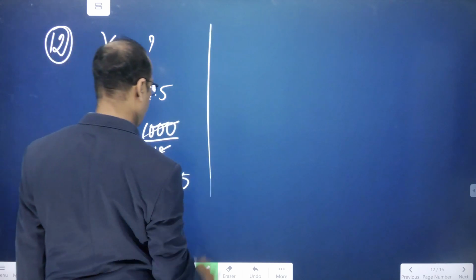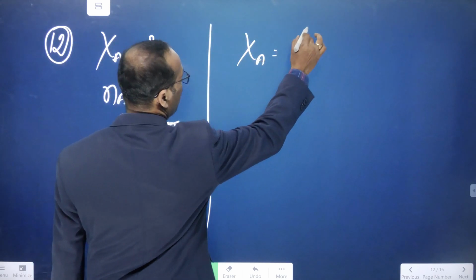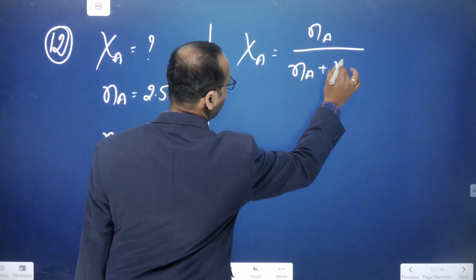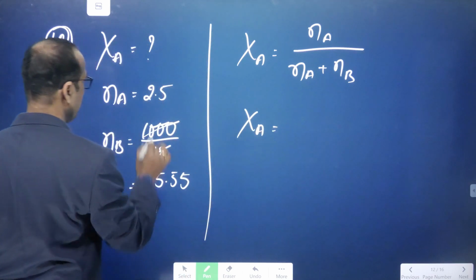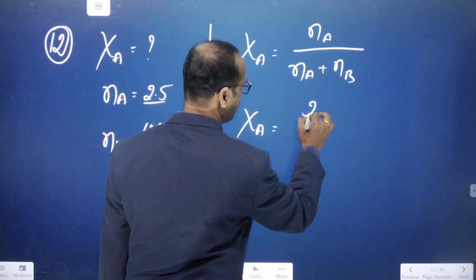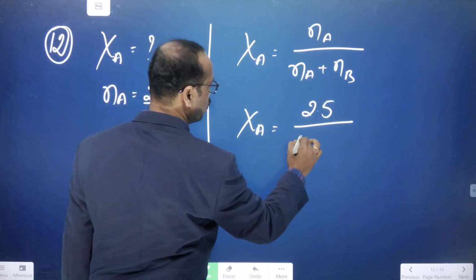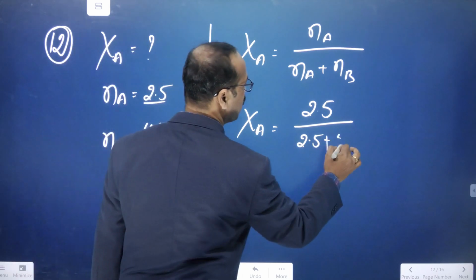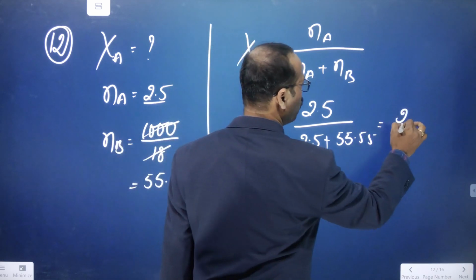Now XA, what's the formula of XA? Mole fraction of solute: Na by Na plus Nb. Correct? So now XA is equal to Na. Na is 2.5, which is given in the question itself, divided by Na, which is 2.5, plus Nb. What we got here is 55.55.